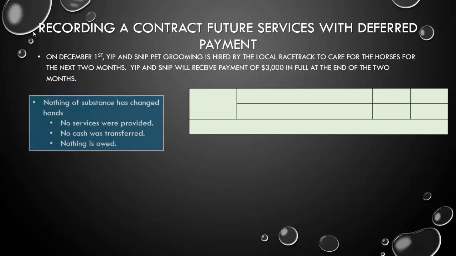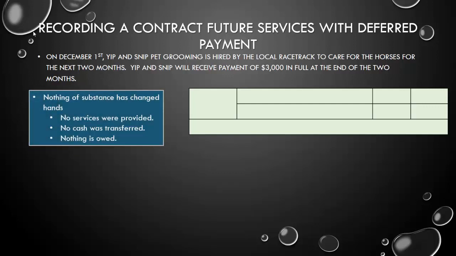Well, what's happening here? Nothing of substance is changing hands. We can't record any services because we haven't met any obligations yet at the time that we're signing this contract on December 1st. We can't put any cash on the books because we're not getting paid until the end. They don't owe us anything because we haven't started performing services. It's not like we did half the job and we can go and try to get half the money. We haven't done anything on this yet. Nothing is changing our financial position right now.